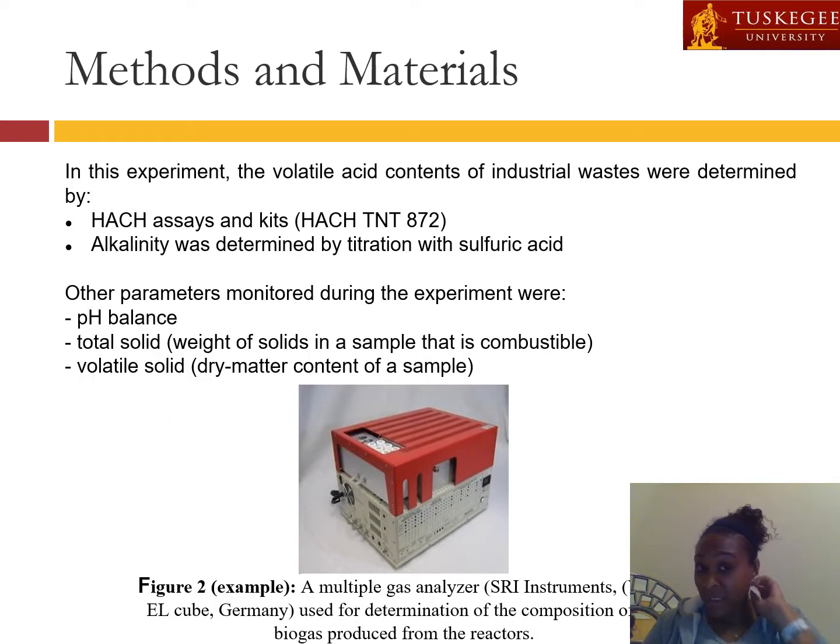So this is basically the methods and materials part of what was used in the study. The Hach assays as well as the kits contained the total alkalinity, and they also had us use titration and sulfuric acid. They yielded the parameters, which were the pH balance, the total solids, and the volatile solids. And below is a picture of a gas analyzer, which was used to determine the composition, the chemicals or elements in the biogas from the reactors.